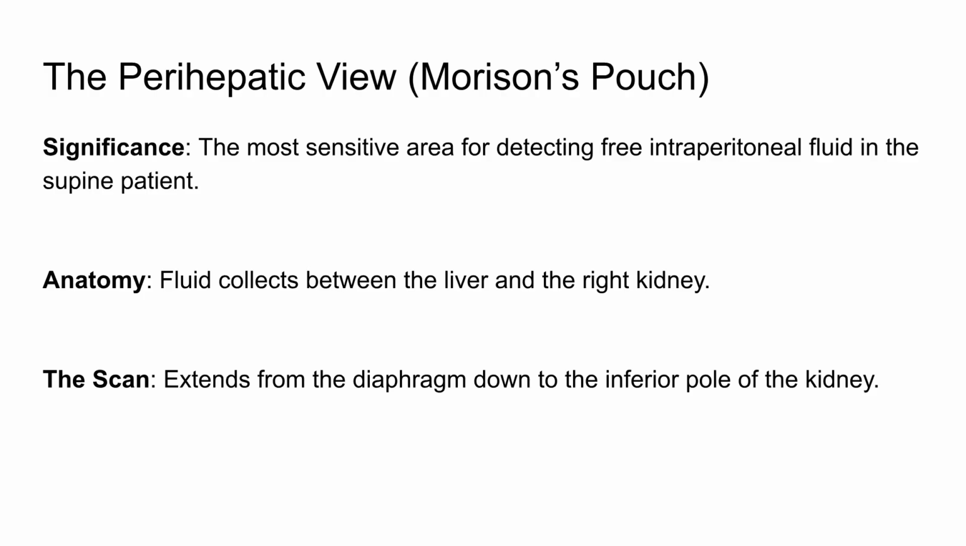The perihepatic view, also known as Morrison's pouch, is the most sensitive area for detecting free intraperitoneal fluid in a supine patient. Fluid collects between the liver and the right kidney, and the scan extends from the diaphragm to the inferior pole of the kidney.